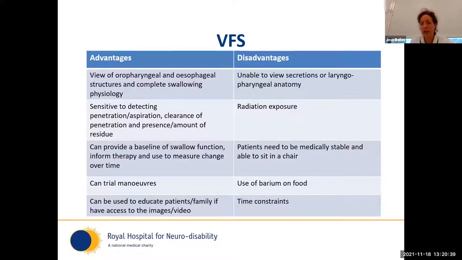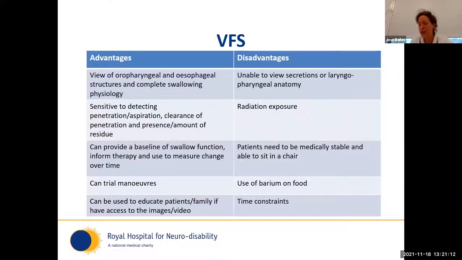In terms of disadvantages, it's not possible to view secretions or the actual laryngopharyngeal anatomy on video fluoroscopy. It obviously exposes patients to a small amount of radiation, and this then impacts on the time that we have available to complete the assessment. So this means that actually we're maybe not able to push patients quite as much as we'd like. They need to be medically stable and to be able to sit in a chair to participate.